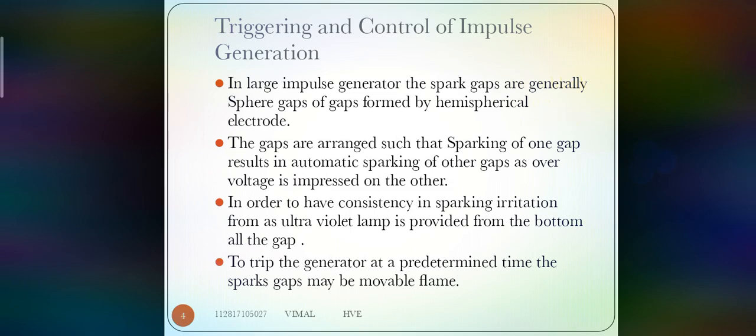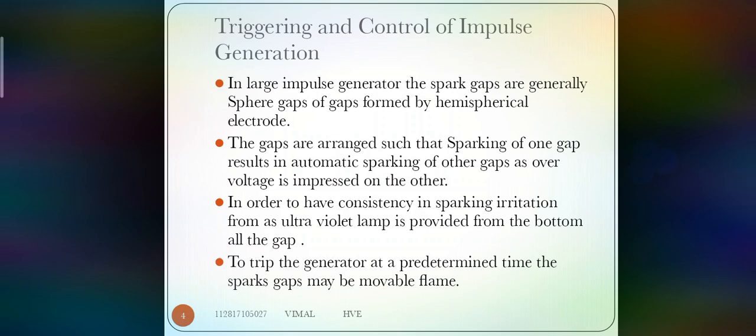Triggering and controlling of impulse generation. In a large impulse generator, the spark gaps are generally spherical gaps or gaps formed by atmospheric electrodes, and the gaps are arranged such that the spark of one gap results in an automatic spark of another gap as overvoltage is impressed on the other.